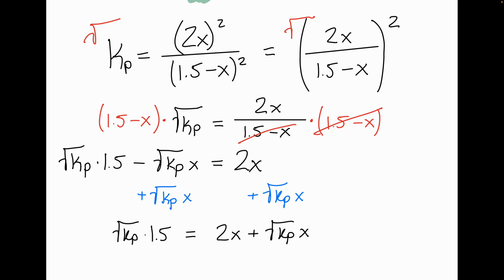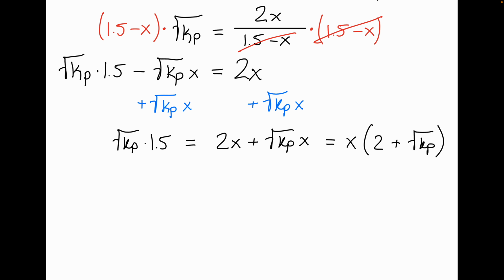All right, and this is one of the fancier algebra moves here. We are going to take this right here and factor x out of that. This is the same thing as x times 2 plus the square root of Kp. So if I have square root of Kp times 1.5 equals x times 2 plus square root of Kp, how do I solve for x? Yeah, divide both sides by what's in parentheses there.